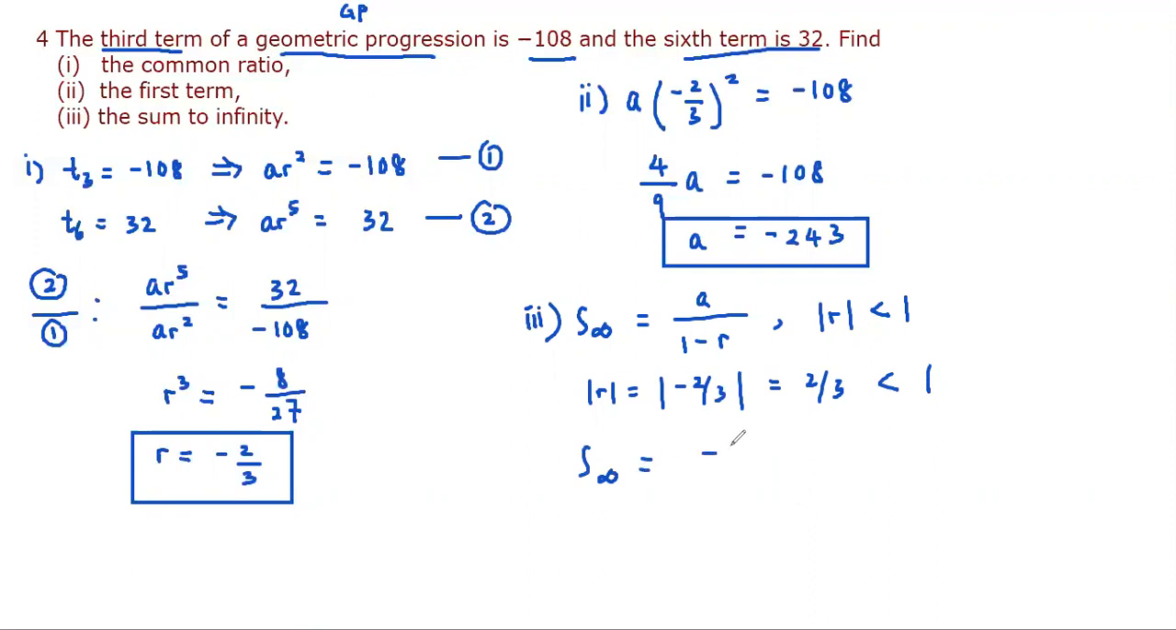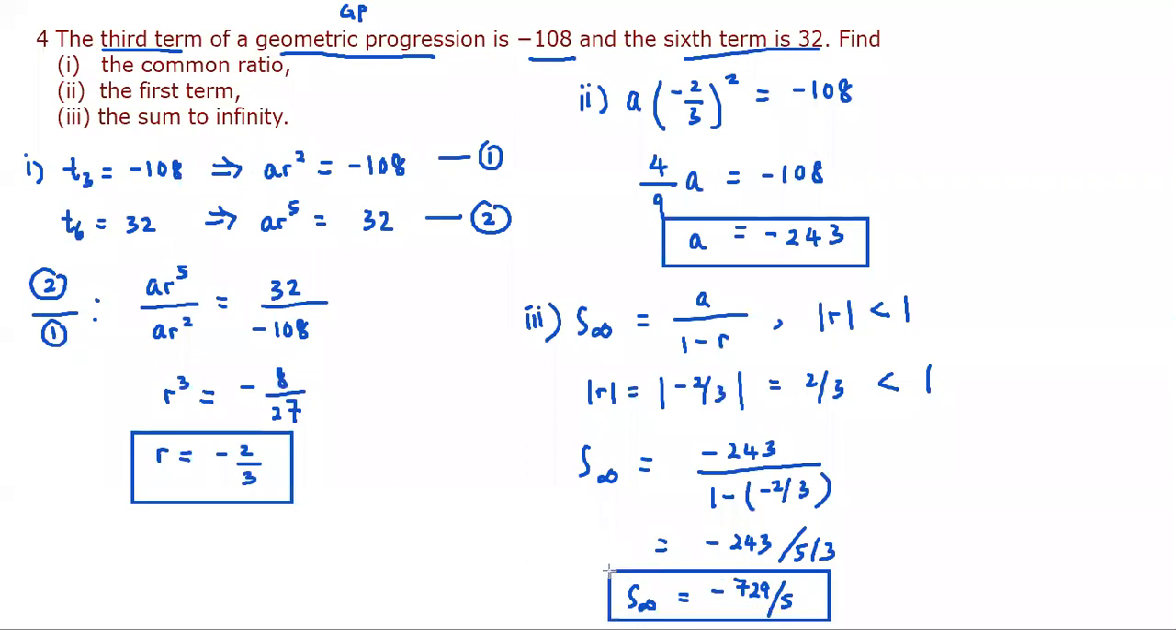a is minus 243 from part 2, and then you have 1 minus negative 2/3 here. So that gives you negative 243 over 1 plus 2/3. That gives you 5 over 3. And then the sum to infinity is given by negative 729 over 5. That gives you the answer for the third part.